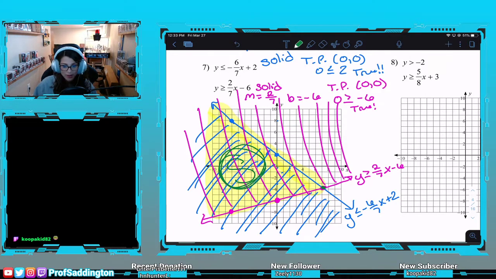So I hope that was helpful to you. Not too different from what we've done. We're just graphing 2 lines instead of 1. No big deal. Are there any questions before I sign off?